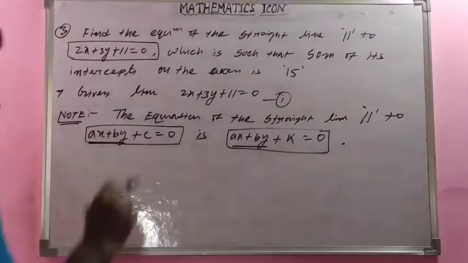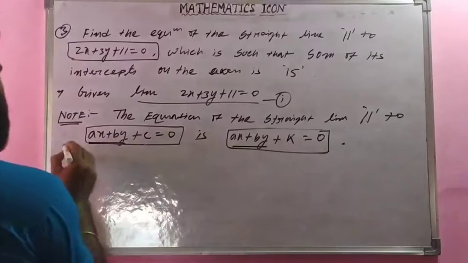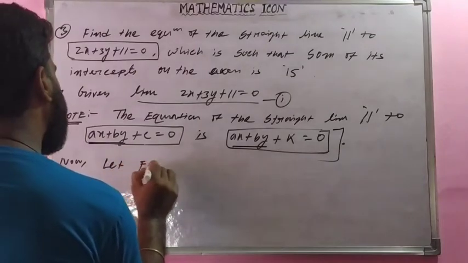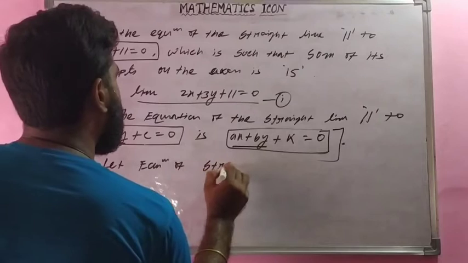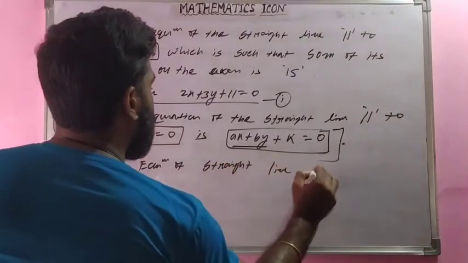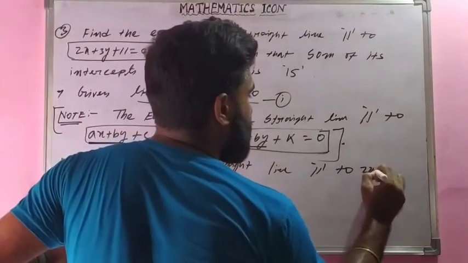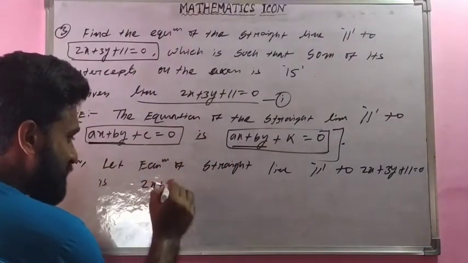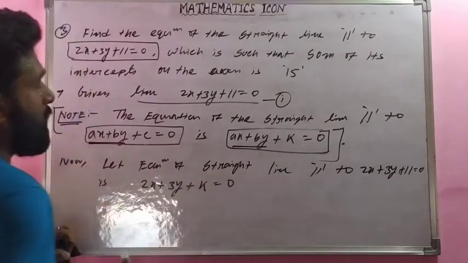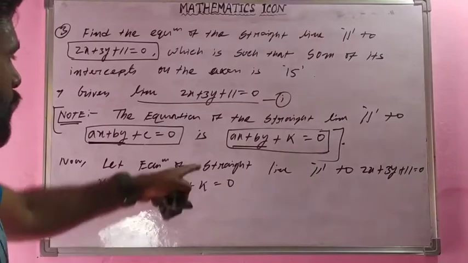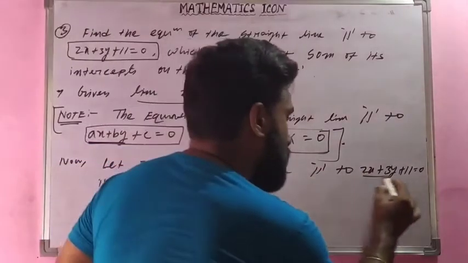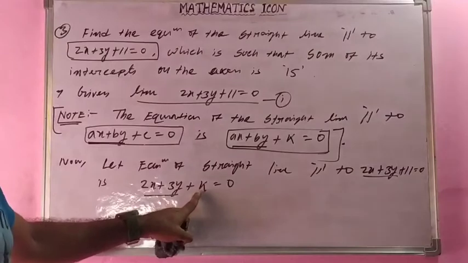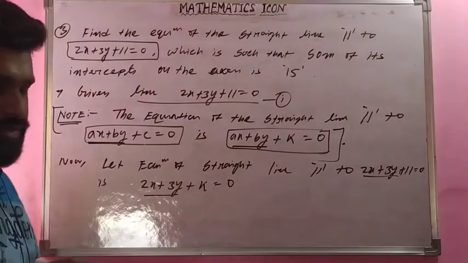And another formation of the straight line. Now, it is your given line. Now, let the equation of the straight line parallel to twice x plus thrice y plus 11 equals to 0 be twice x plus thrice y plus k equals to 0. Am I right? According to this concept, you can see twice x plus thrice y, twice x plus thrice y is constant. Just in place of 11, I have used this plus k. Okay, according to this concept.